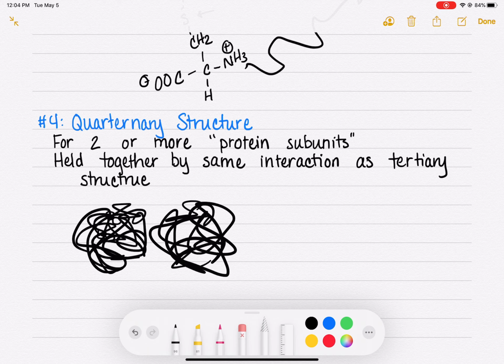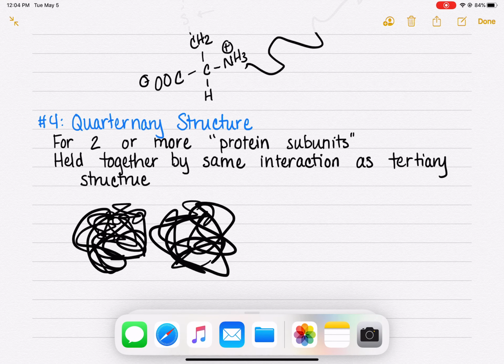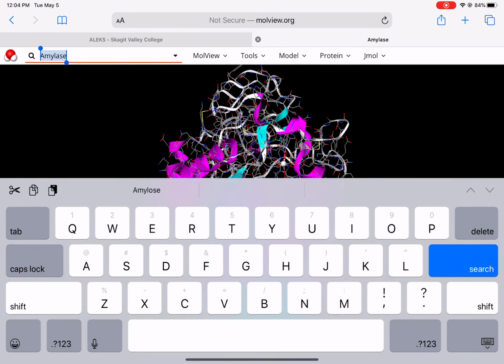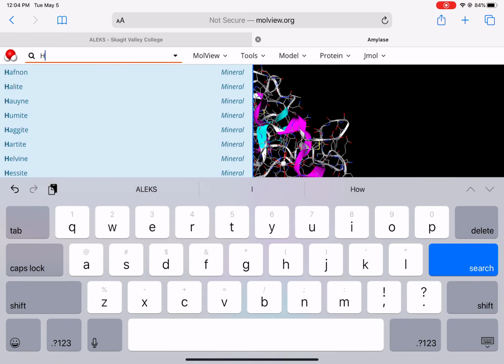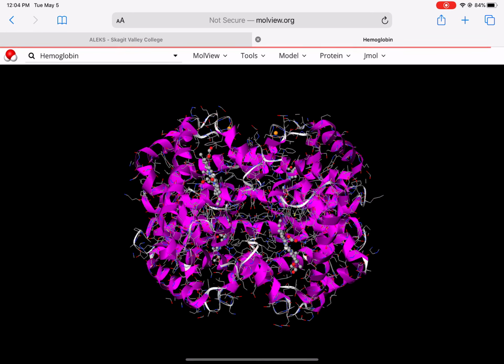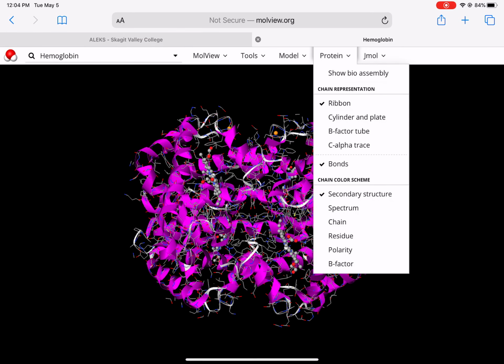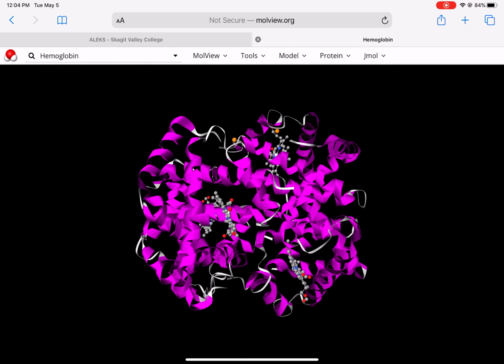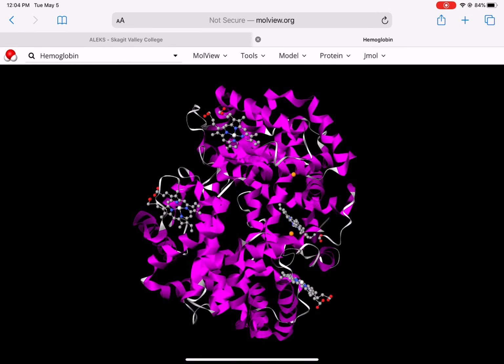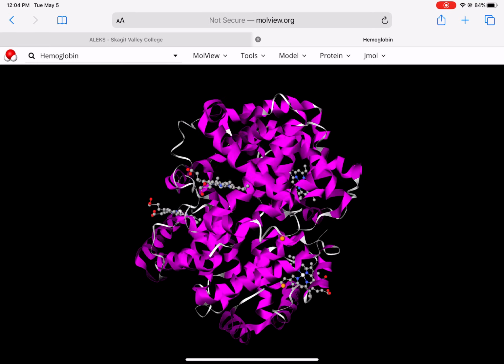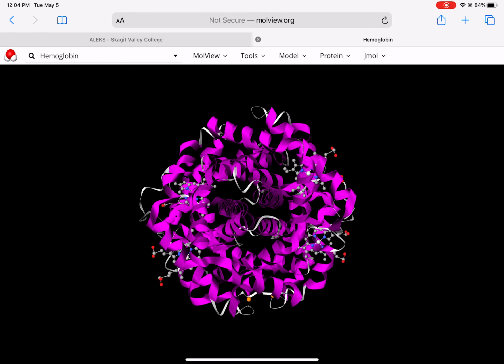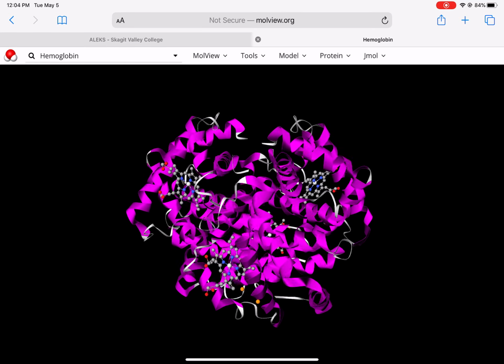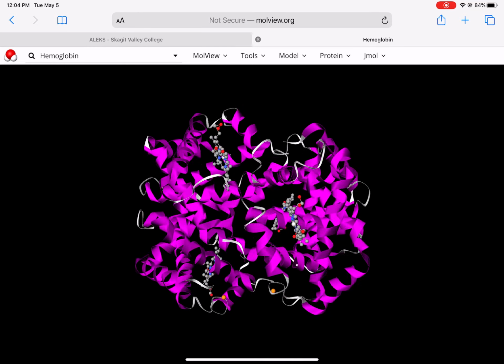And the classic example of the quaternary structure is hemoglobin. So I'm going to see if I can quickly change this to hemoglobin. Hemoglobin contains 4 individual proteins that are clustered together. It's really hard to see this in this sort of notation because there's so much going on here. Proteins are so big and so complicated.